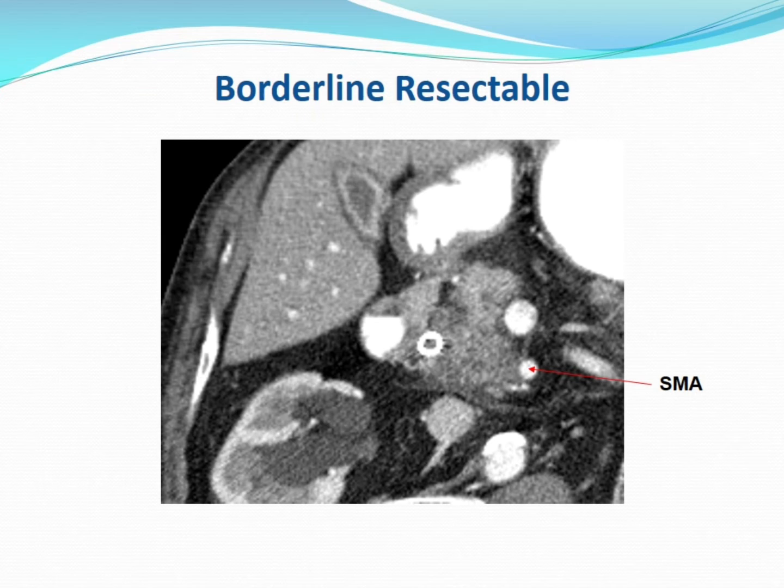This CT image shows a borderline resectable tumor. Here we can see this is the tumor. A plastic stent has been placed here in the bile duct by ERCP. This is the stent. This is the tumor. There is encasement of the superior mesenteric artery by nearly 180 degrees. So this tumor is considered a borderline resectable tumor.